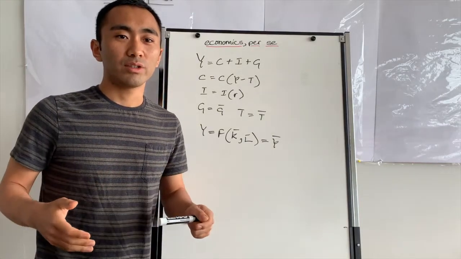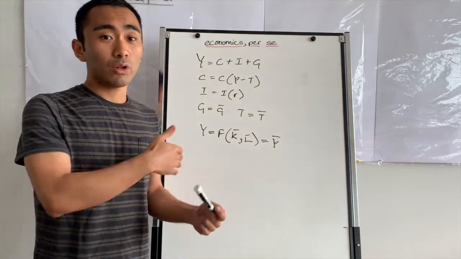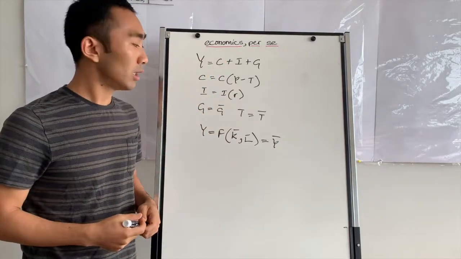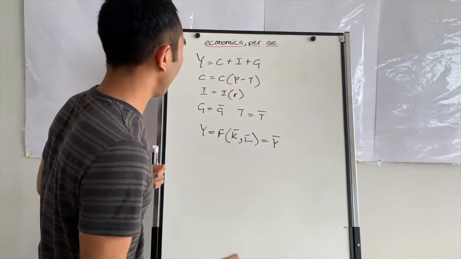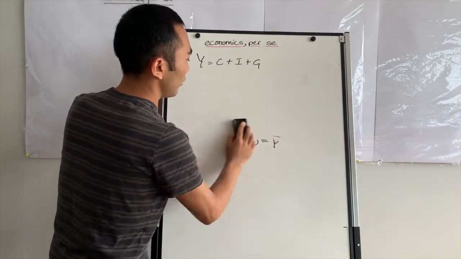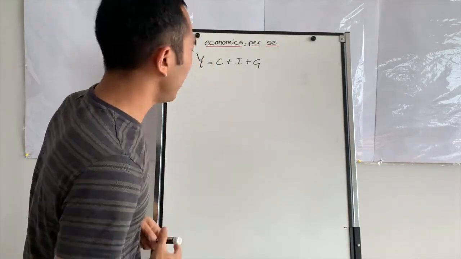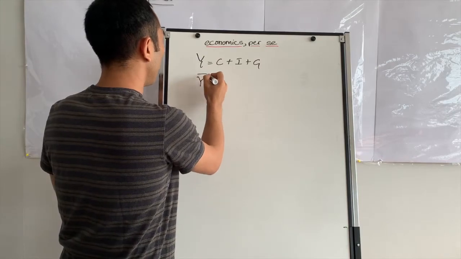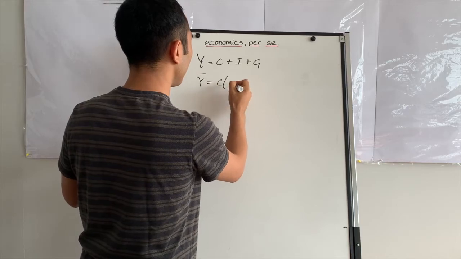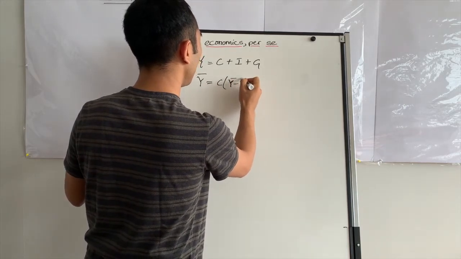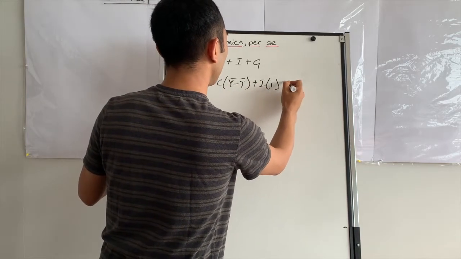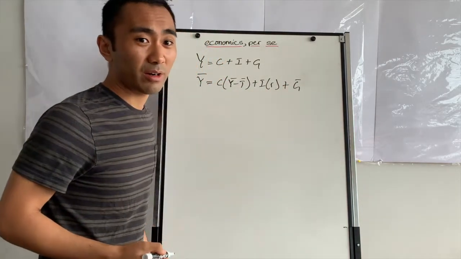Now what we do is that we substitute all these terms that we defined right now into the national income accounts identity, and we will get something like this. Y bar being fixed, and C is equal to C of Y minus T, both of which are fixed, plus the investment function I of r, plus G bar.